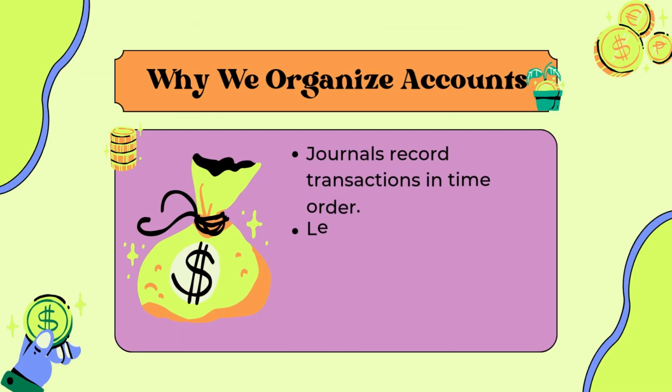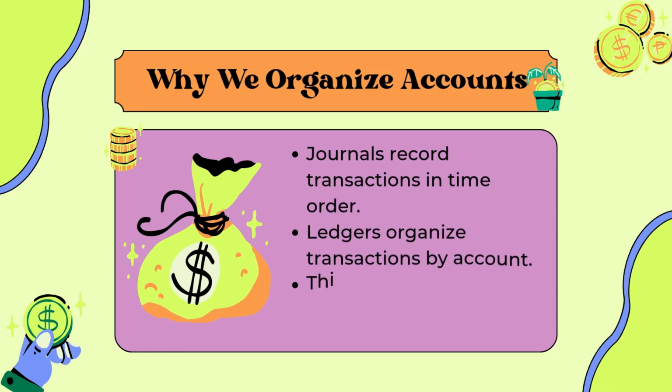First, let's look at why we organize accounts. When a business makes transactions every day, those transactions are first recorded in the journal. The journal records everything in time, meaning it shows what happened first, second, and third. But if we only use the journal, it becomes hard to know the balance of one specific account, like cash and rent expense. That's why we use the ledger. The ledger groups transactions by account. This makes it much easier to see how much money is in each account.